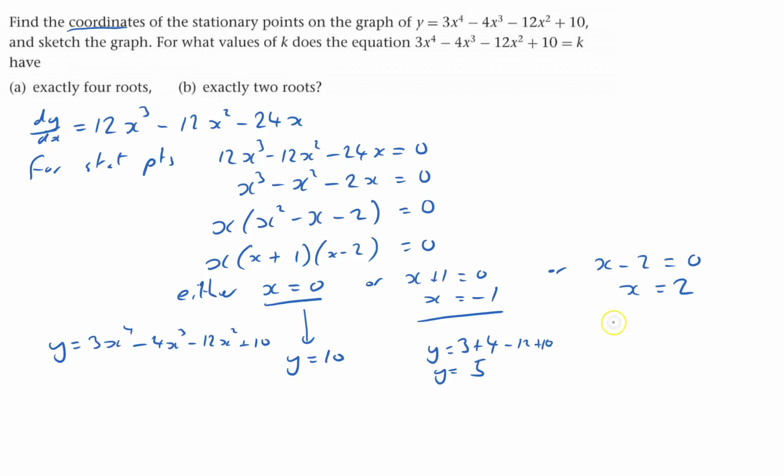And when x equals 2, we're going to get y equals 2 to the power 4 is 16 times 3 is 48. And then minus 4 lots of 8, which is 32. And then minus 12 lots of 4, which is minus 48. Finally the plus 10, and that will give me that y equals negative 22. That's good. So I've got my 3 points, and I'm going to do it up here. So I've got to sketch the curve.